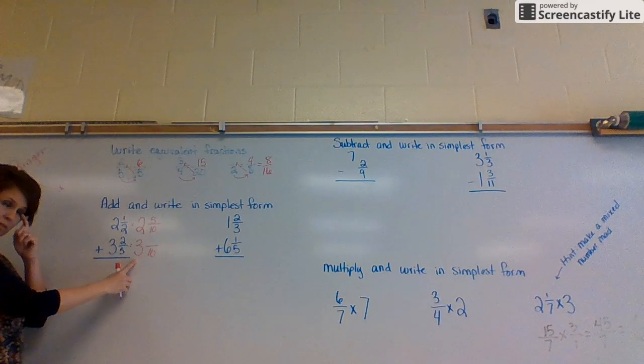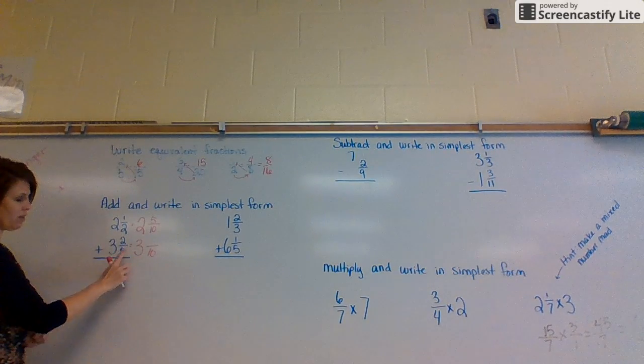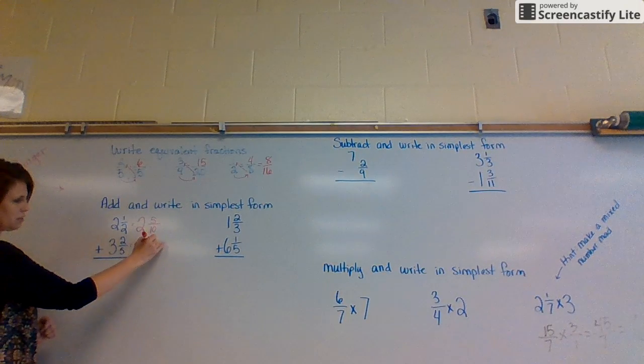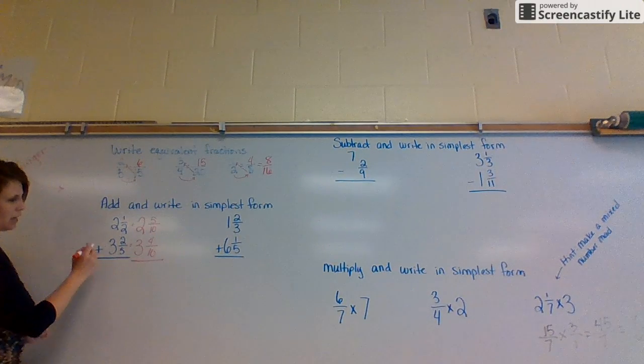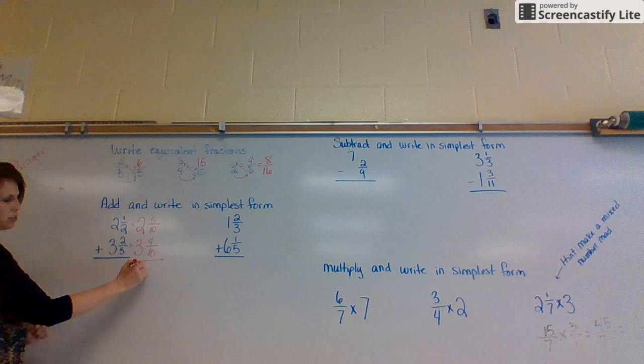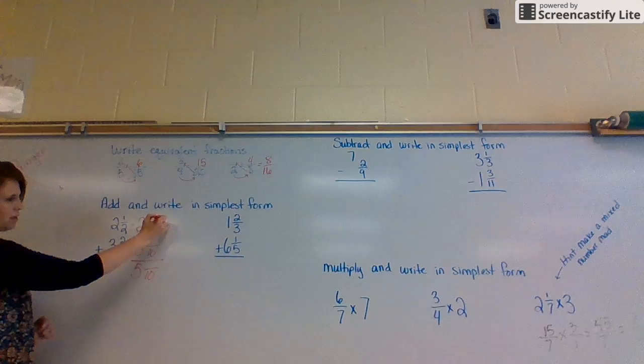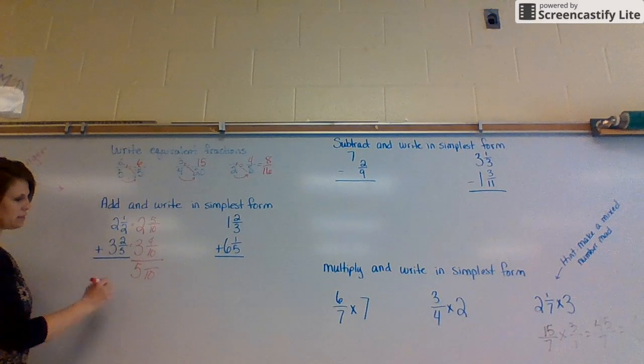5 goes into 10 2 times, and 2 times 2 is 4. Now we're ready to add. 3 plus 2 is 5, our denominator stays the same, and 5 plus 4 is 9.